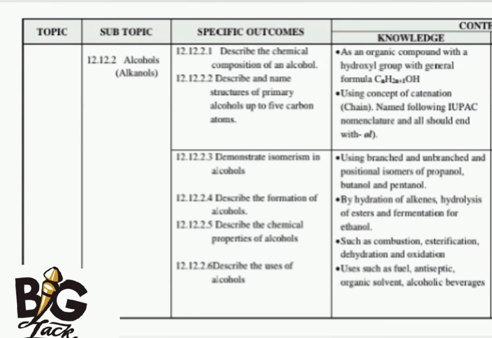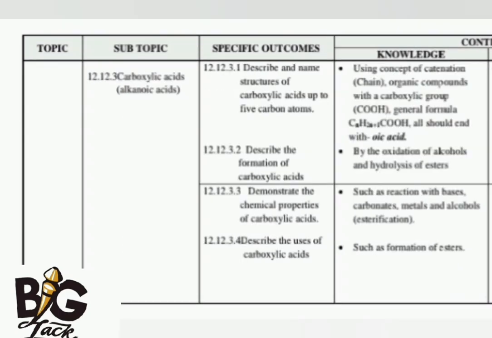Then the next one is saying you need to describe the uses of alcohols. So for the uses of alcohols, you are going to say it is used as an organic solvent. Apart from that one, it is used in alcoholic beverages, and it is used as a fuel. Apart from that one, they are also going to ask you questions under carboxylic acids. Carboxylic acids are also called alkanoic acids.